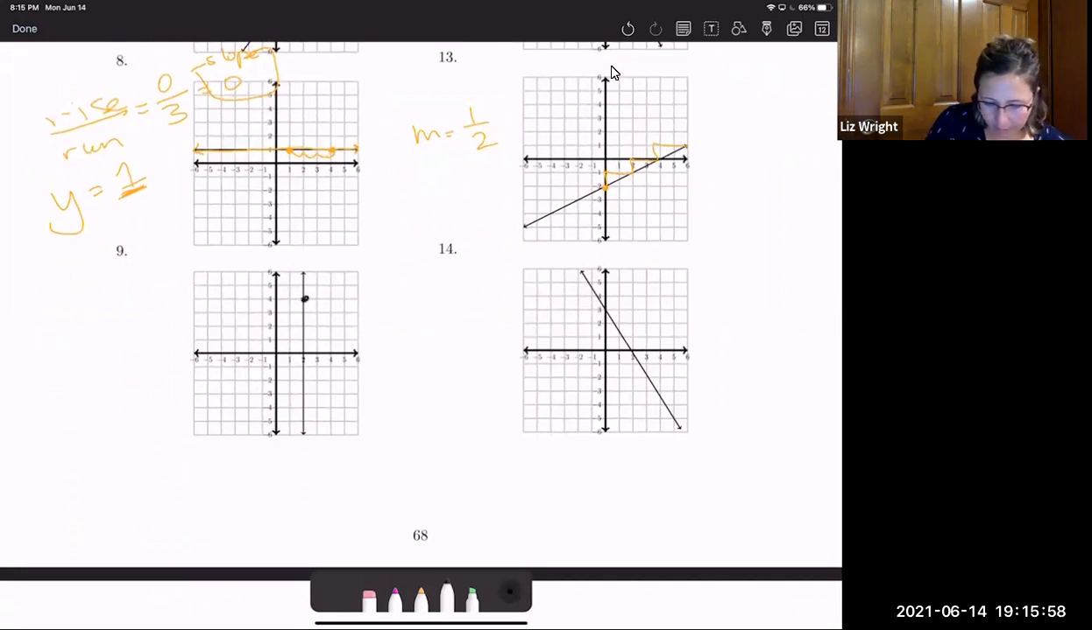So let's pick 2 good lattice points. Our rise over our run. Our rise between those two is going to be 1, 2, 3. What's our run? Our horizontal distance between those two? Nothing. What is that? That's an undefined slope.